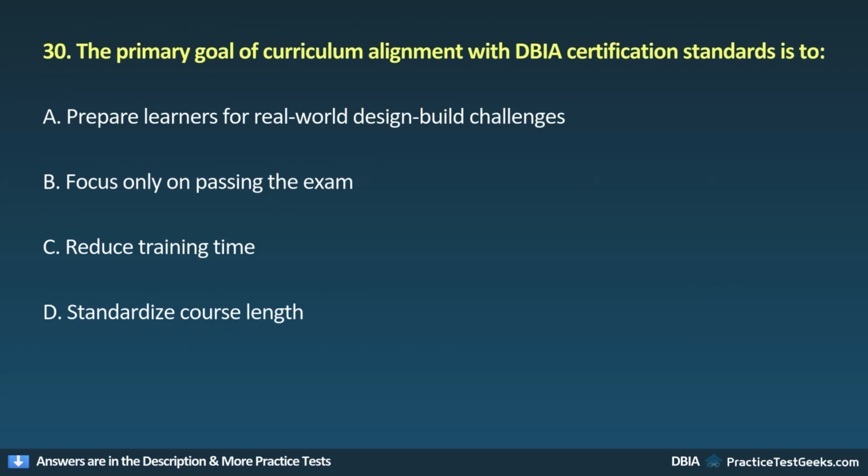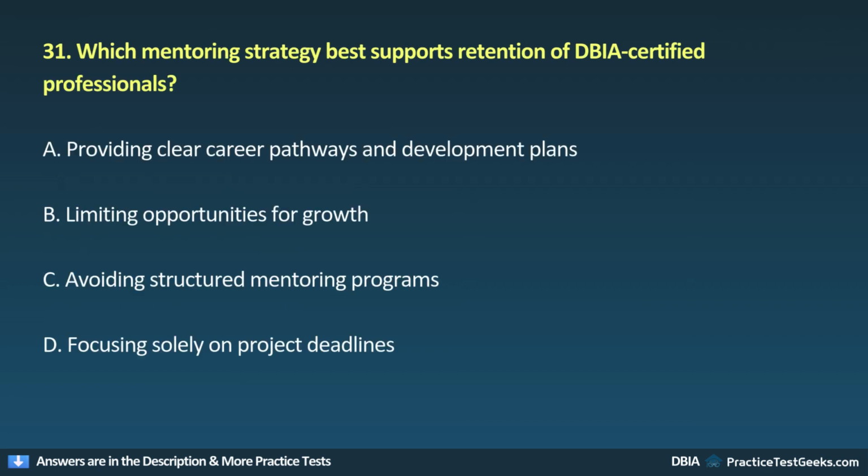30. The primary goal of curriculum alignment with DBIA certification standards is to A. Prepare learners for real-world design-build challenges. B. Focus only on passing the exam. C. Reduce training time. D. Standardize course length.